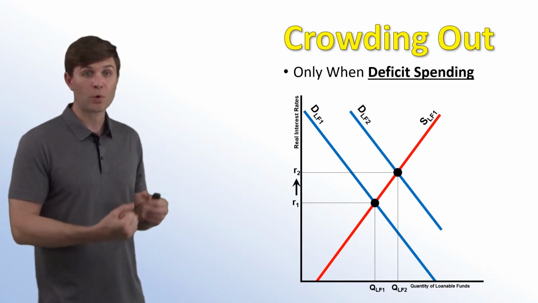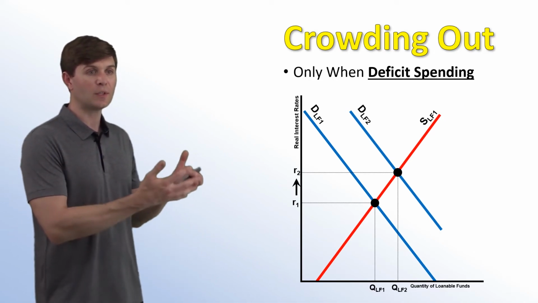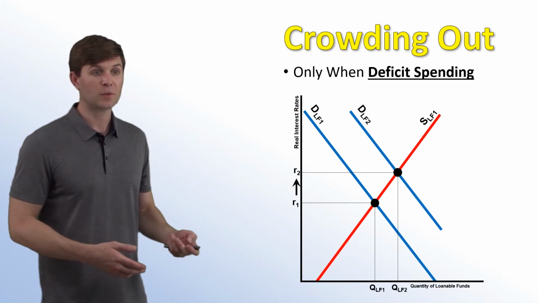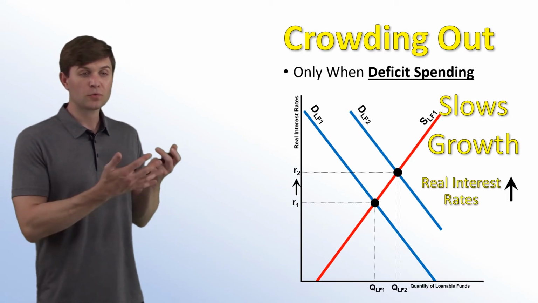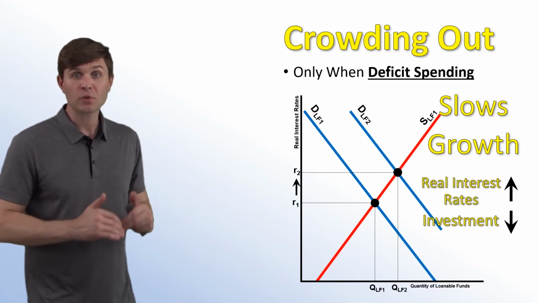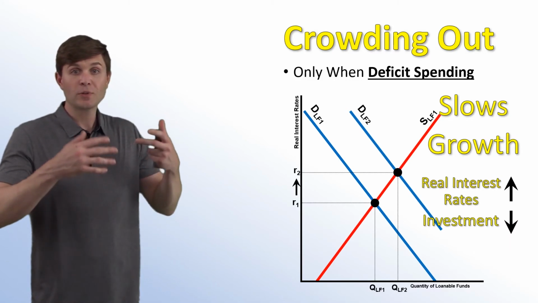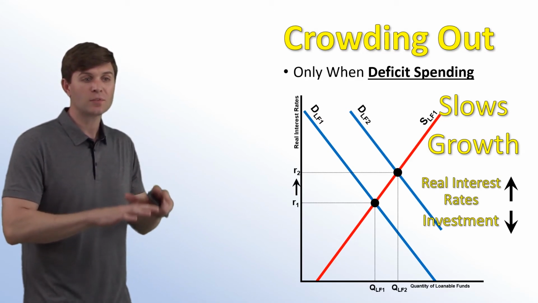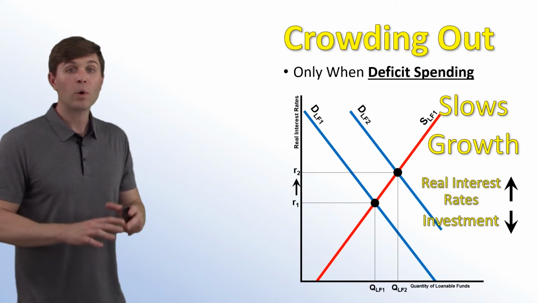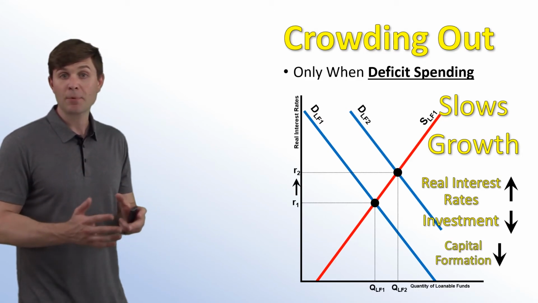So loanable funds is where they're getting that from. Real interest rates increase. When those real interest rates increase, it's going to slow growth. Why? When real interest rates go up, investment starts to go down. The rates of return might not be high enough to cover these higher interest rates, so they start to invest less. What does that mean? That means there's going to be less capital formation.